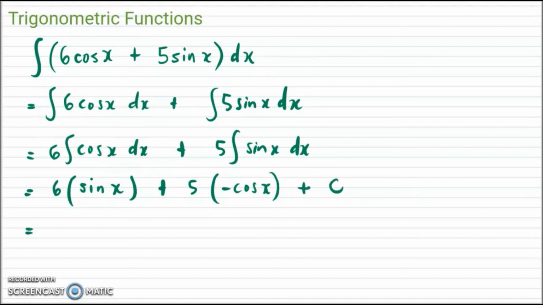For the simplifying, we have 6 sine x plus, it becomes negative now because of the multiplying by negative cosine x. So it will be minus 5 cosine x. And then the plus c.